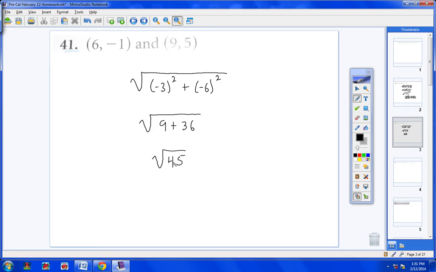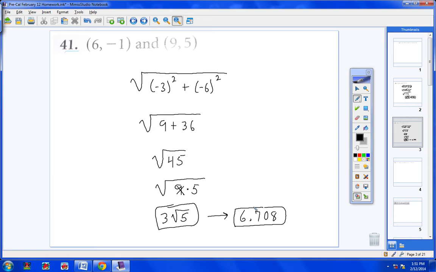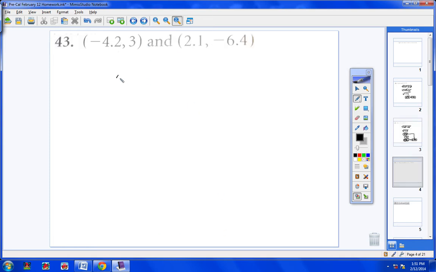Now I would really like you to learn how to reduce these, or at least to review. 9 times 5 is the same thing as 45, and you know the square root of 9, so you cross off the 9 and put a 3 on the outside. So if you're going to leave your answer in radical form, I would like it like this. If you're going to type into your calculator and round to 3 decimal places, you will get 6.708. Now, you could have typed this into your calculator and you would get this, or you could type this into your calculator and you'll still get the same answer. Either one works.